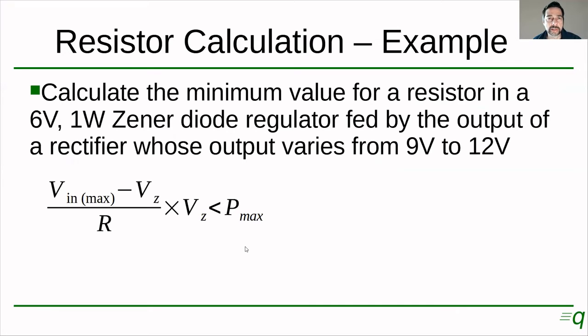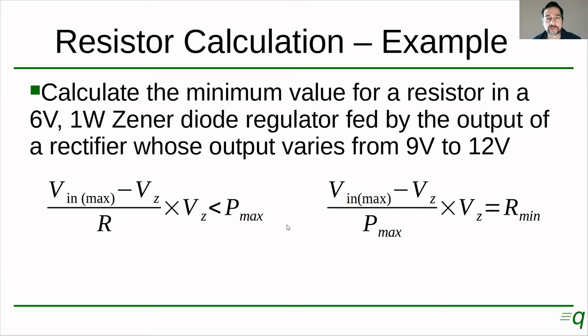This is just a copy of the last equation. And let's calculate the minimum value for a resistor in a Zener diode regulator, where the Zener is specified at 6 volts, 1 watt, and it is fed by the output of a rectifier whose output varies from 9 volts to 12 volts. So taking this equation and solving for the resistor, we end up with this equation here.